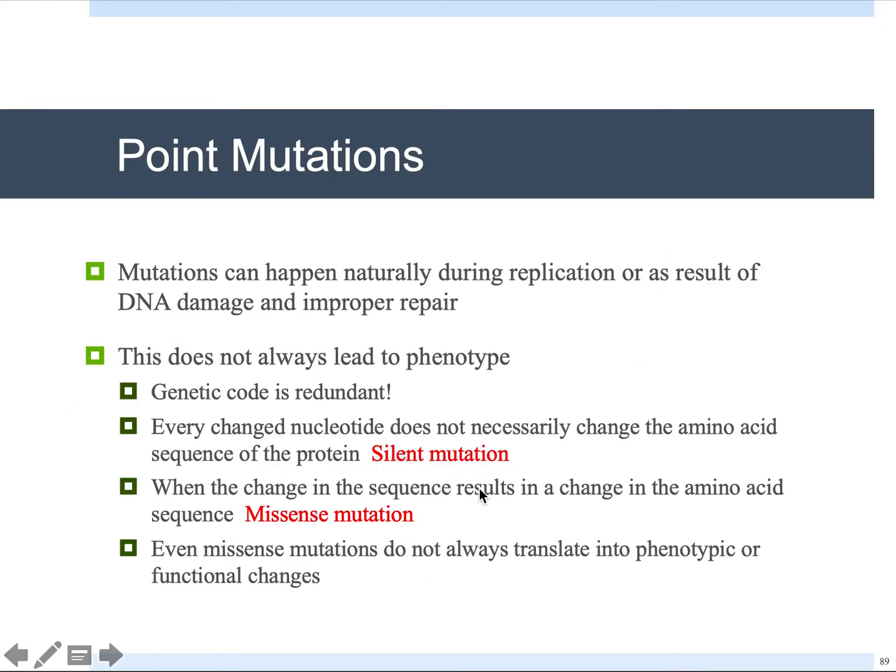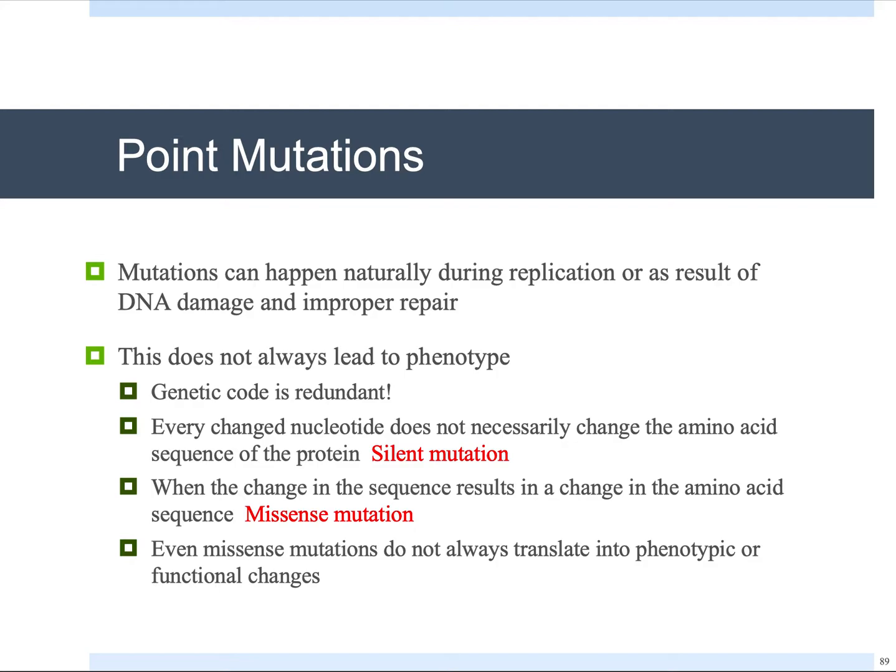Now, point mutations may happen naturally during replication when the DNA polymerase, because we're talking about DNA duplication, is not able to do the proofreading. Remember, proofreading is done after DNA replication to correct any mistakes that may happen. If it's not done properly and there are still mistakes there, those would typically be point mutations.